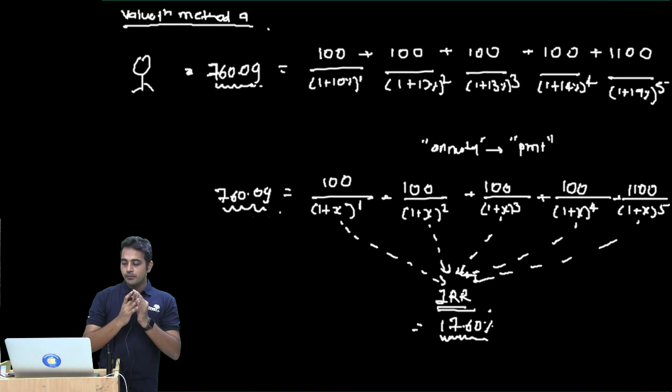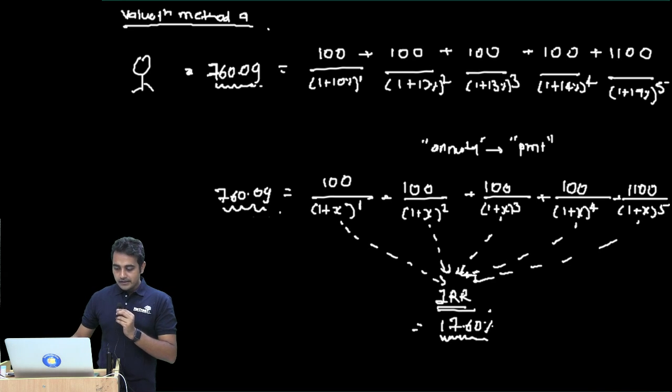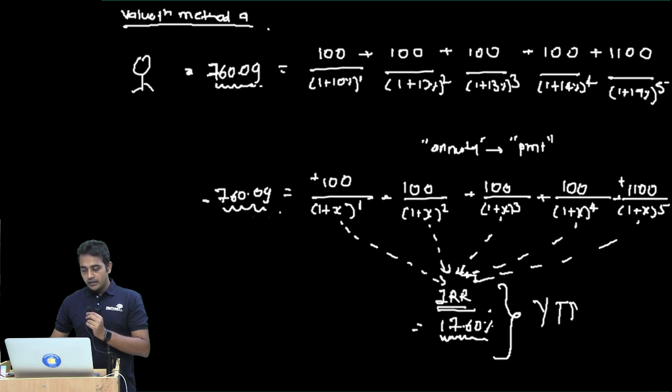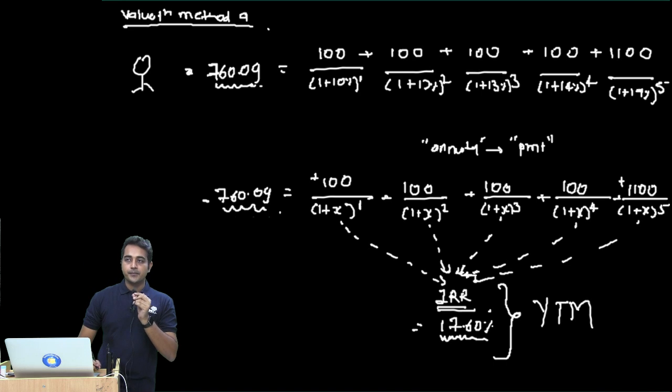Now one common confusion people have is they don't understand which sign to be given to which cash flow. So the simple logic is 760.09 is going out, so negative sign. 100 is going to come in, so positive sign. That 1000 is also going to come in, so positive sign. And then say compute IY and you will get 17.60. So this 17.60 in the bond world is referred to as the YTM, yield to maturity.